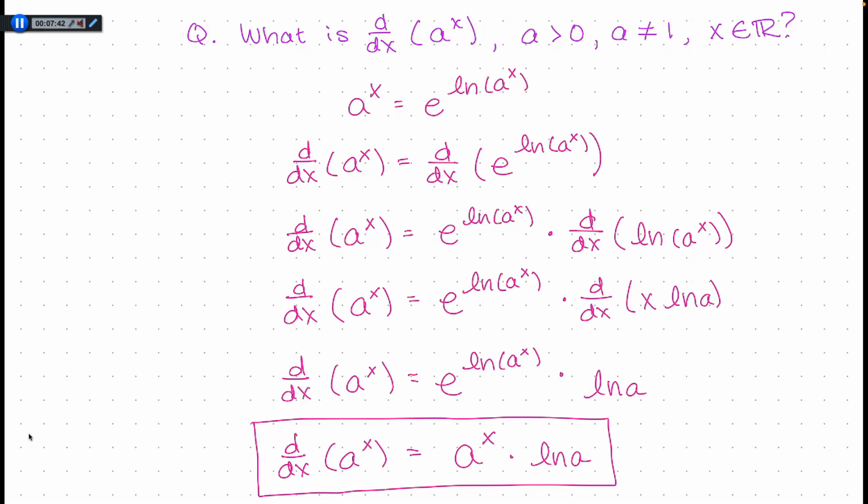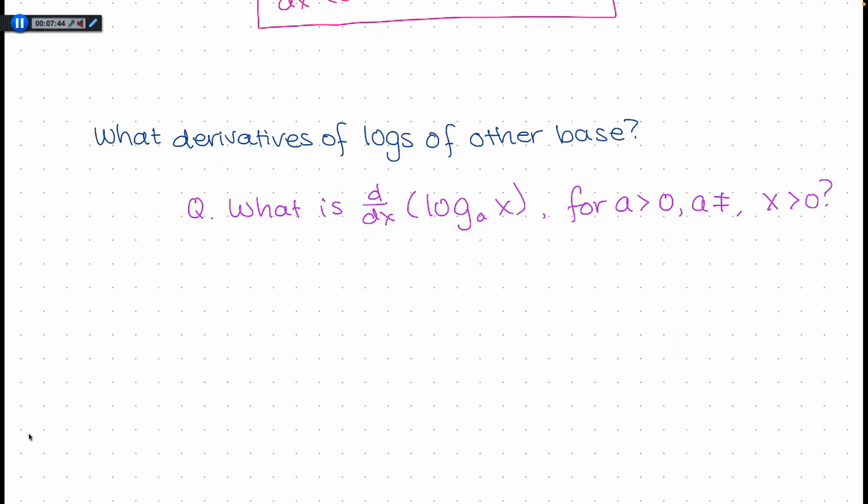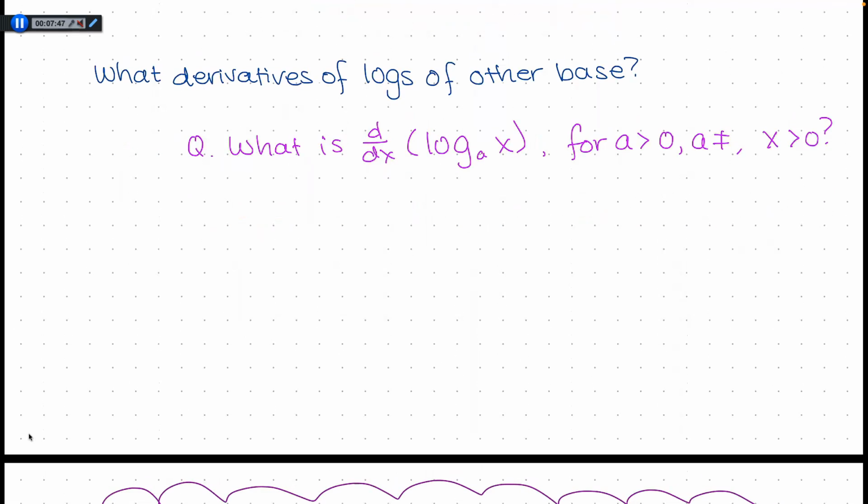Because now, what comes now? Oh, what about logs? What are we going to do with logs? So again, we did the derivative of the natural log of x. We know that's 1 over x. But what if it's a base that's not e? What do we do?